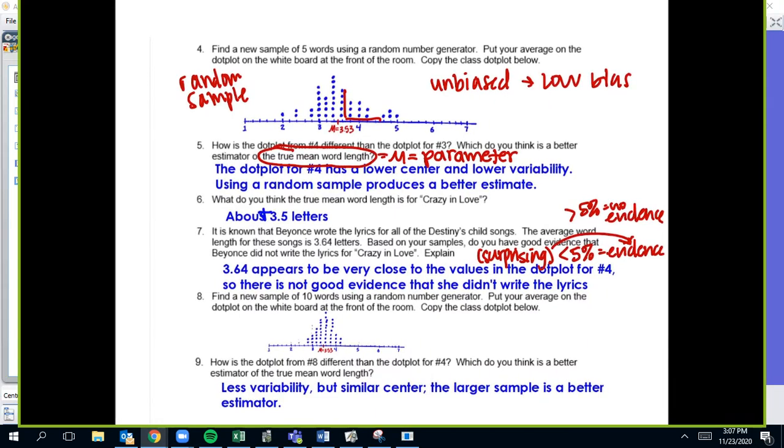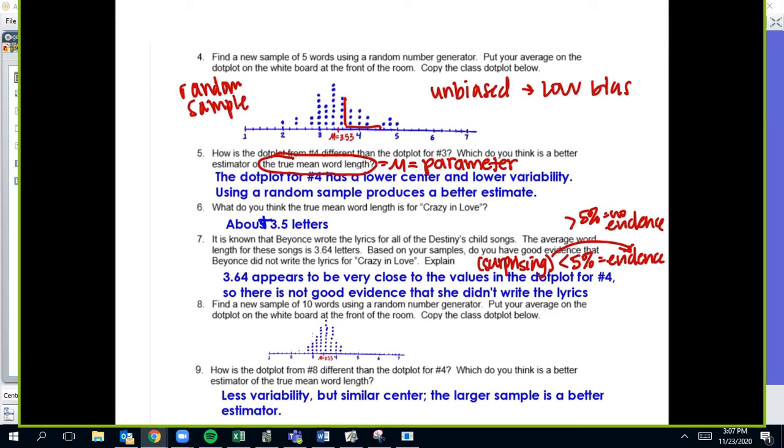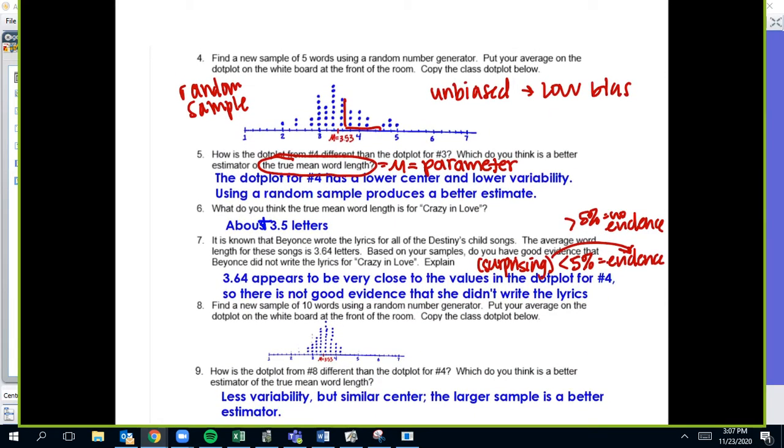Okay, a couple more things. This last one on number 8, hopefully you see that it has lower variability. And so what we're going to write down is as n increases, our variability will decrease. So here we had a sample size of 10, and it got less variability than when n equaled 5.